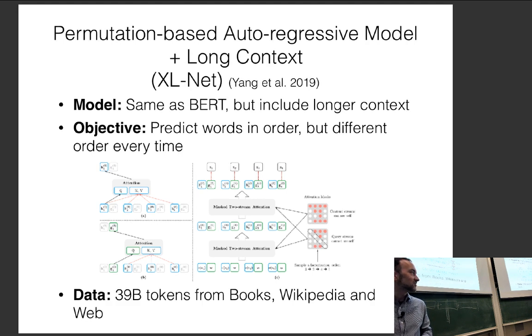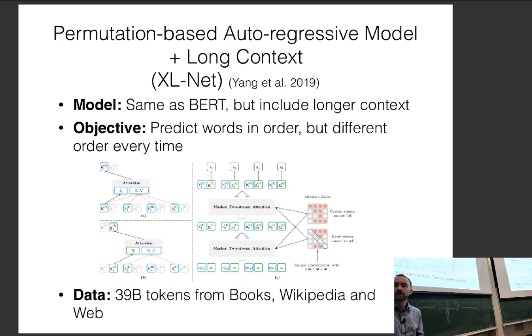They trained this on lots of data, 39 billion tokens from books, Wikipedia, and the web. And it did better, kind of unsurprisingly. It's trained on 39 times more data or something like this. But they also, I don't know if they put it in the actual paper or just a blog post, did an ablation where they trained it on the same amount of data as BERT and showed that it was still helping. And most of that came from this including longer context part. So that is important as well.